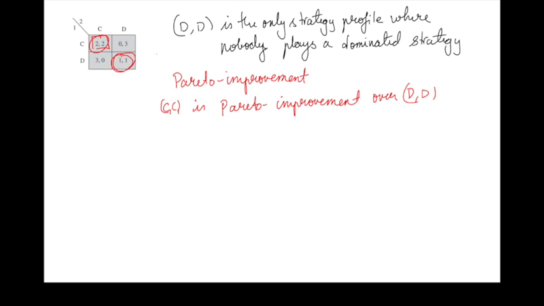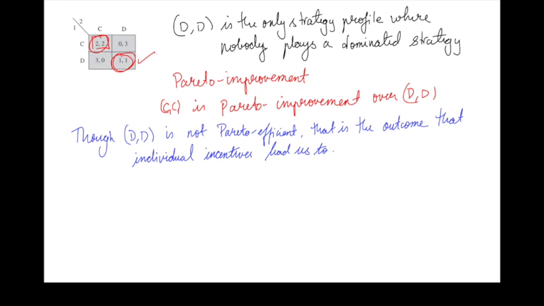Yet we see that the outcome is going to be DD when each person looks out for themselves. So there's a tension here between the strategic incentives and what's efficient. So using only this theory that players don't play dominated strategies, we're able to demonstrate the tension between Pareto efficiency and individual incentives.